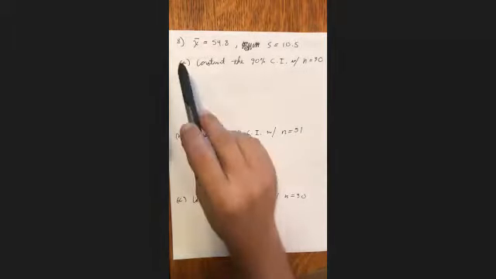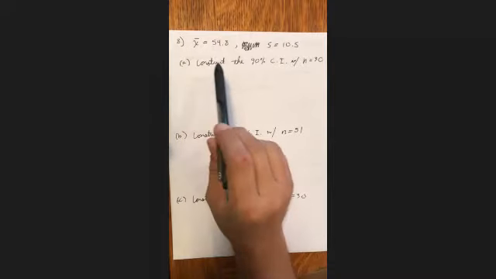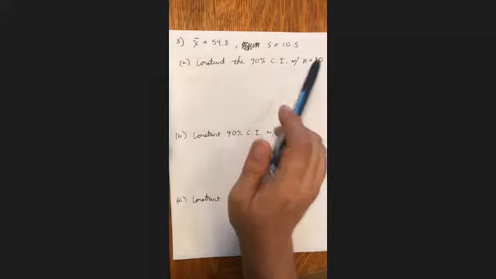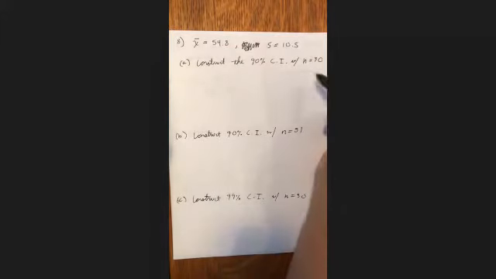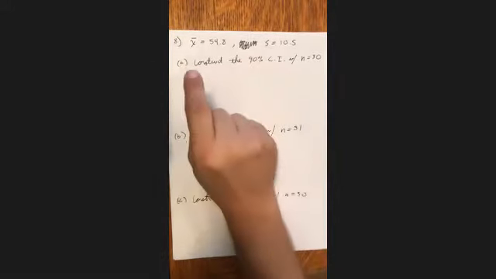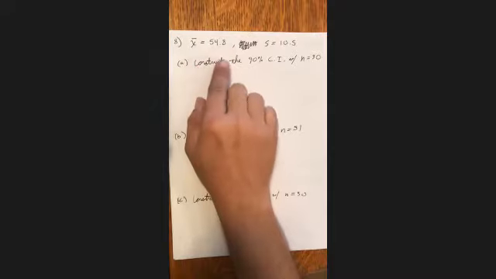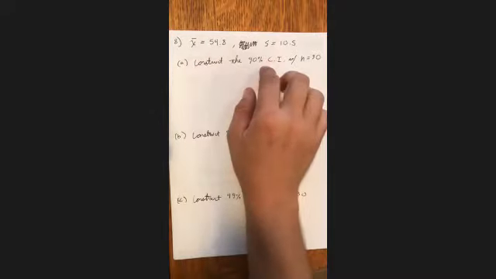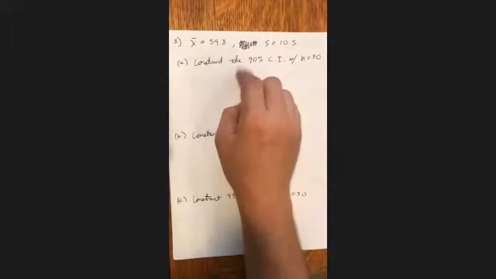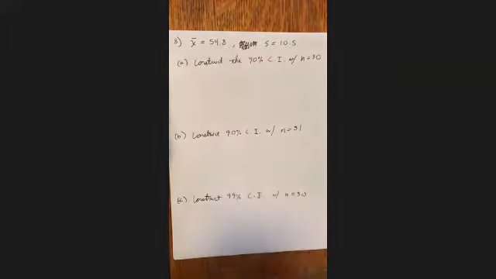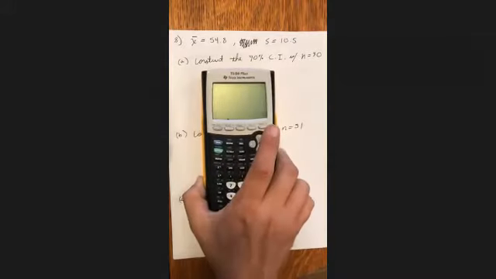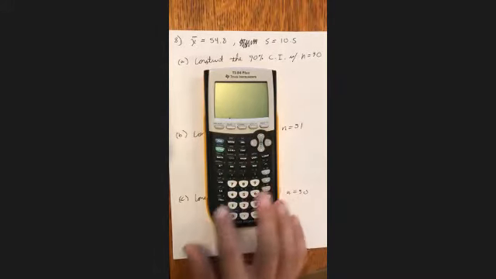So part A asks us to construct a 90% confidence interval with the sample size equal to 30. Now, the thing to remember is that for estimating the population mean with an unknown population standard deviation, we know the sample standard deviation, but we don't know the population standard deviation. Remember that we had to use the t distribution instead of the z distribution. I'm going to show you how to use the calculator to construct this confidence interval, but you have to remember that fact.